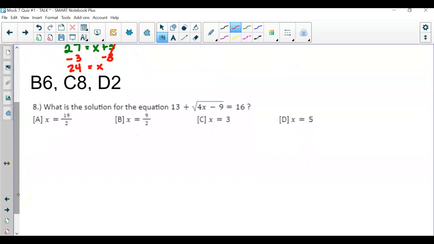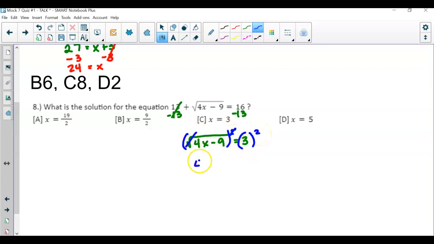So then question number 8, same thing here. I can't get rid of the radical yet because right now there's this value, 13, being added to the outside of it. So we've got to get the radical by itself. So you first need to subtract 13 here from both sides, leaving you with the square root of 4x minus 9, which is now equal to 3. Now I can get rid of the radical and square both sides of my equation.